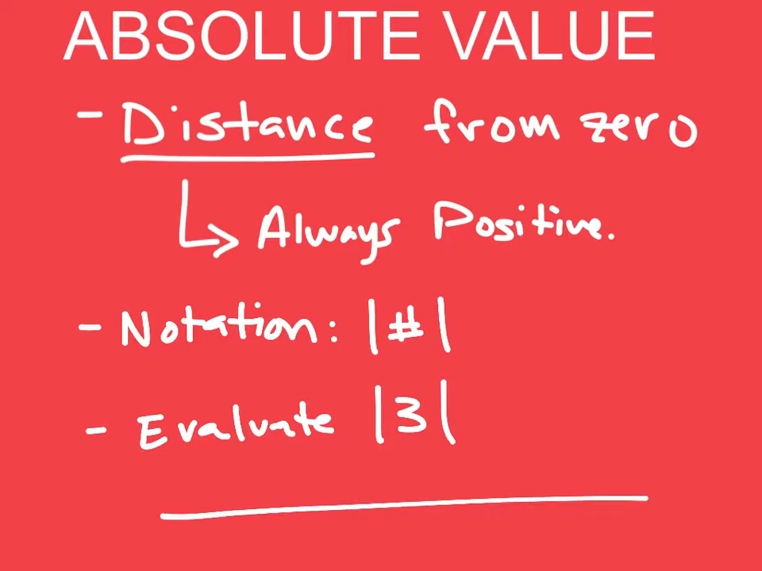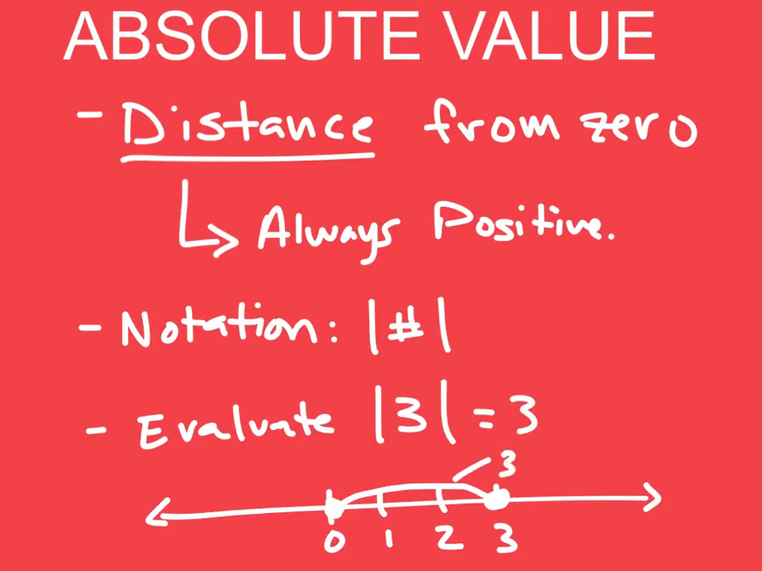what I do is I draw a number line. I put 0 somewhere, and I find the number 3 on that number line. So 1, 2, 3. I plot this number here, and I ask, what's the distance between 3 and 0? How many units away is that? And that's going to be 3. So the absolute value of 3 is equal to 3 because my distance was 3.